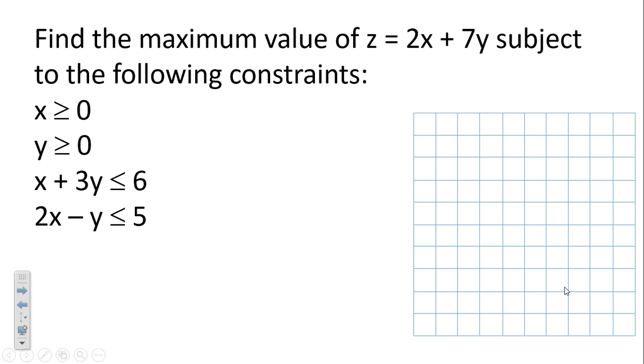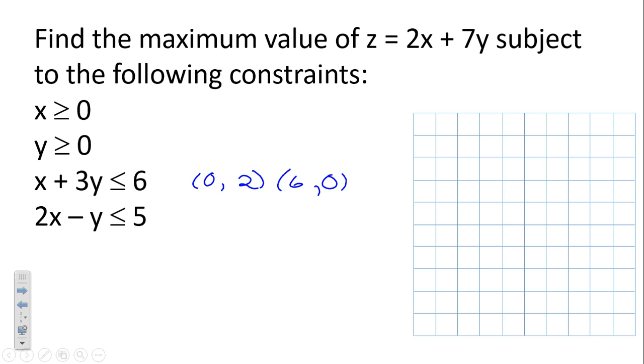Okay, so let's use our vertex method, or not our vertex method, but our intercept method to figure out what our ordered pairs are going to be for this. So if x is 0, what will y be? When x is 0, y is 2. And when y is 0, x is 6.